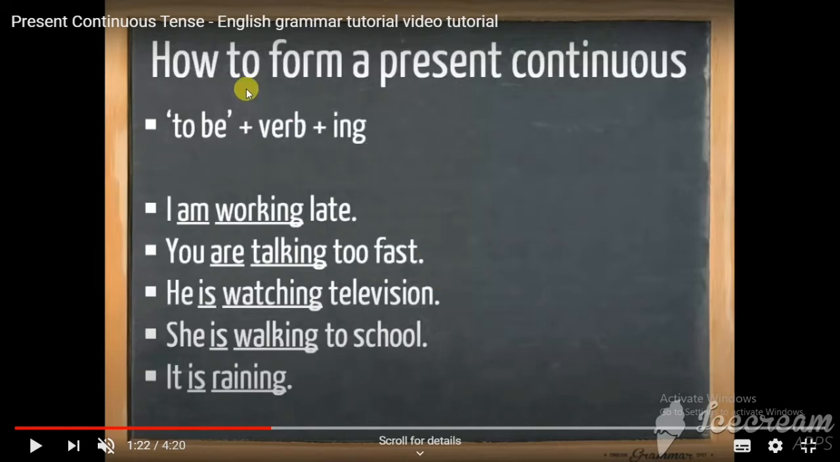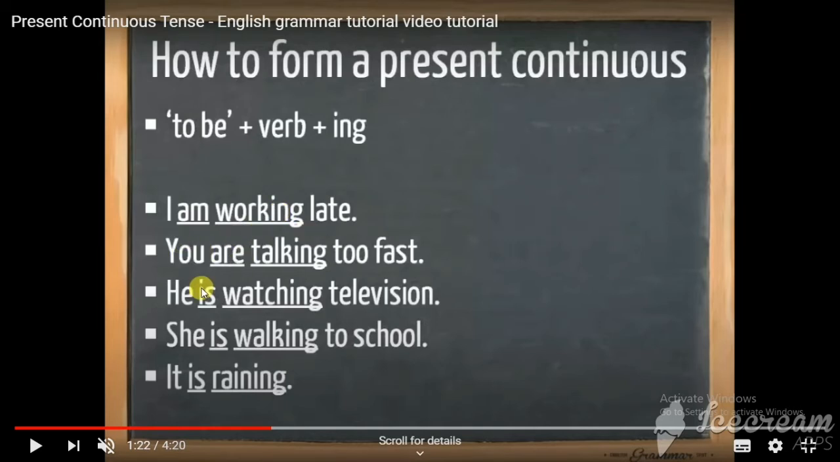Okay, now how to form the present continuous tense? As we say, verb to be plus ing. I am working late. I, verb to be, is am. I am. Work, verb work plus ing. So the present continuous: verb to be plus ing. I am working late.